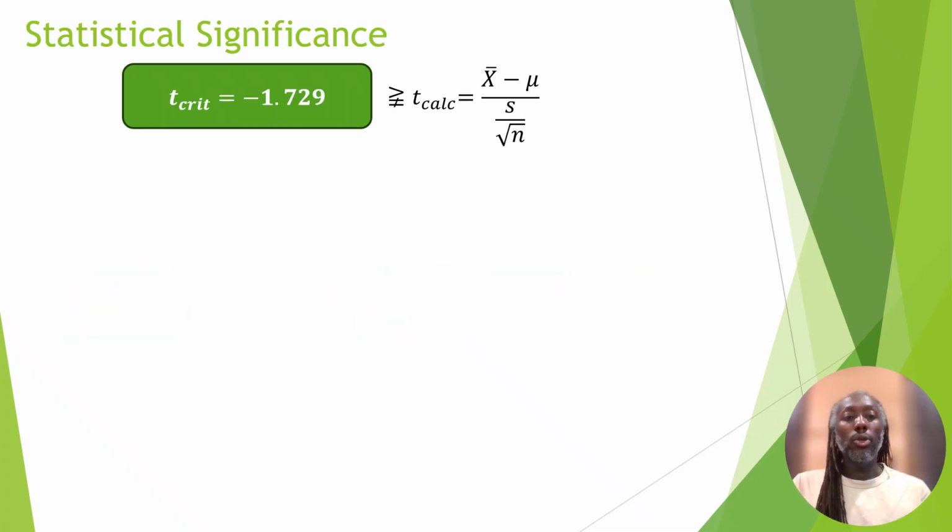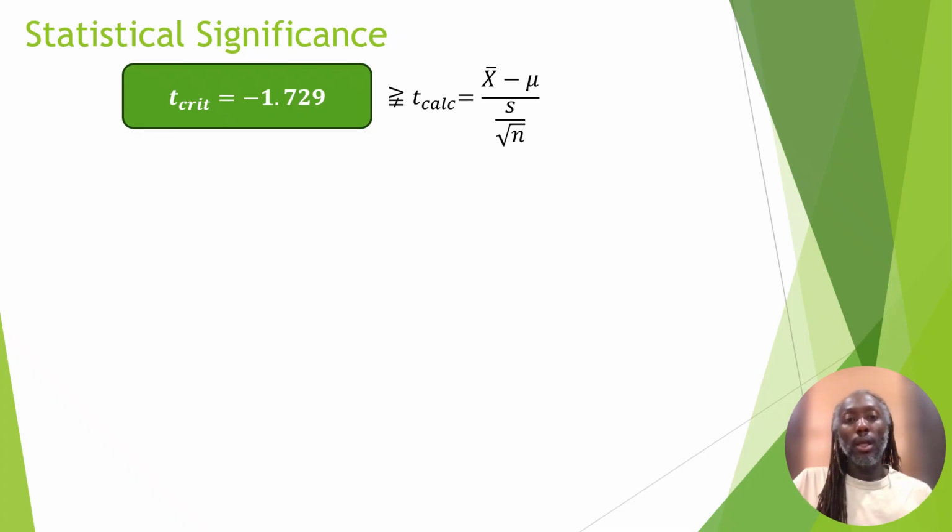Okay, so in our example, we had a critical t-value of negative 1.729, and our calculated t-value was not less than that. It was not more extreme than that. And so we had to reject our null hypothesis. There was no statistical significance. But what could have given us a statistically significant result?